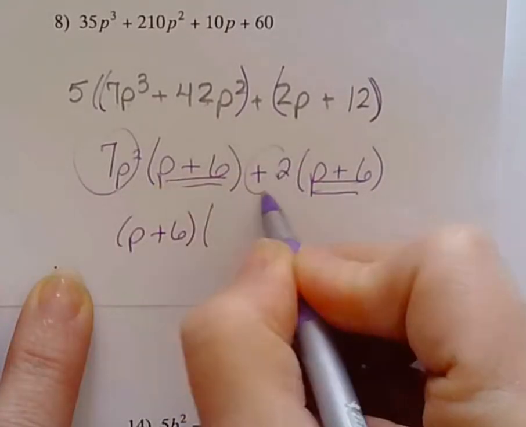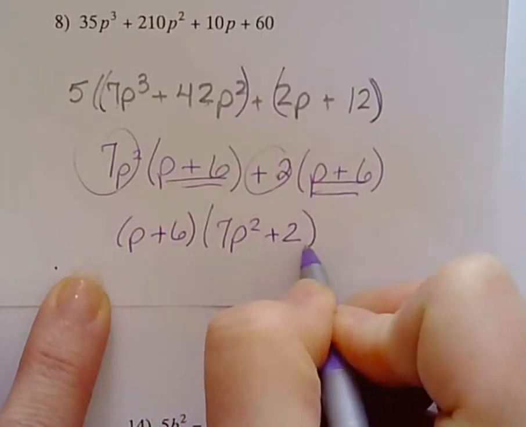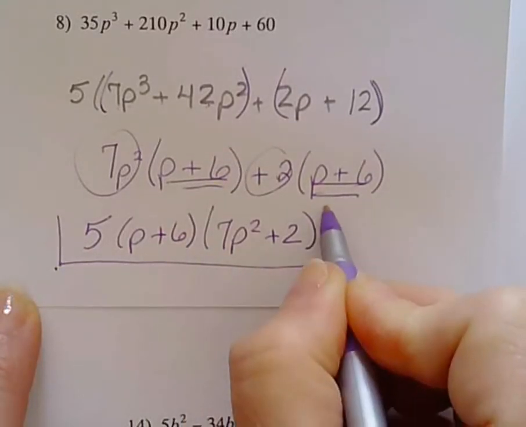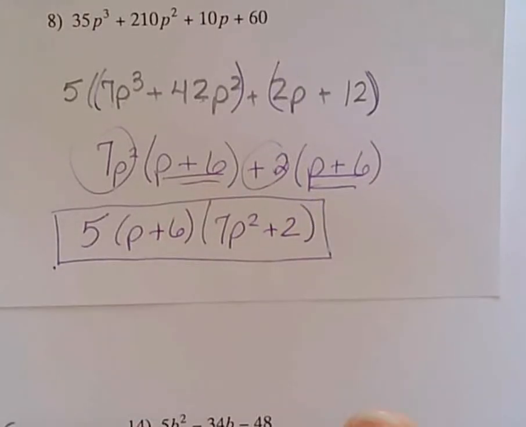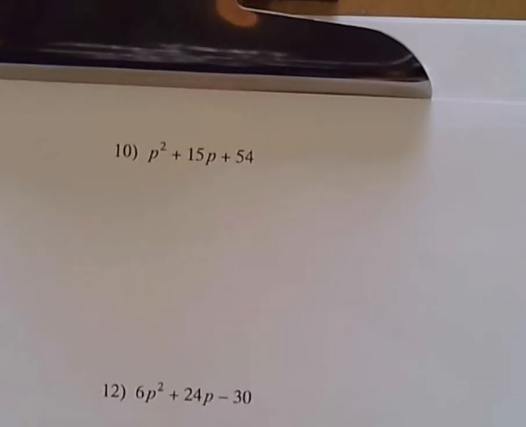our other term, that's all this outside front stuff, 7p squared plus 2. And don't forget your 5. And that is the answer for number 8. When we're finished with 8, we're going to move on to 10 on the next page.